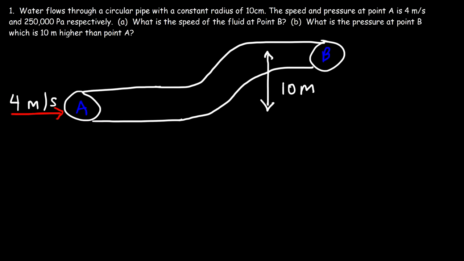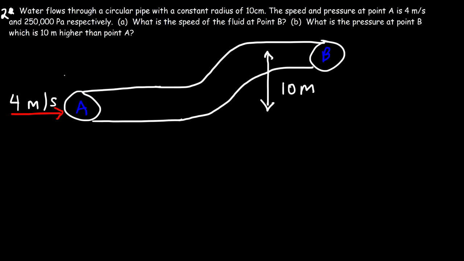Now let's work on this problem. I wrote number 1, but this is supposed to be number 2. So water is flowing through this circular pipe with a constant radius of 10 centimeters. We're given the speed and pressure at point A. What is the speed of the fluid at point B? And also, what is the pressure at point B? And point B is 10 meters higher than point A. So go ahead and feel free to use Bernoulli's equation to answer parts A and B. You can pause the video if you want to.